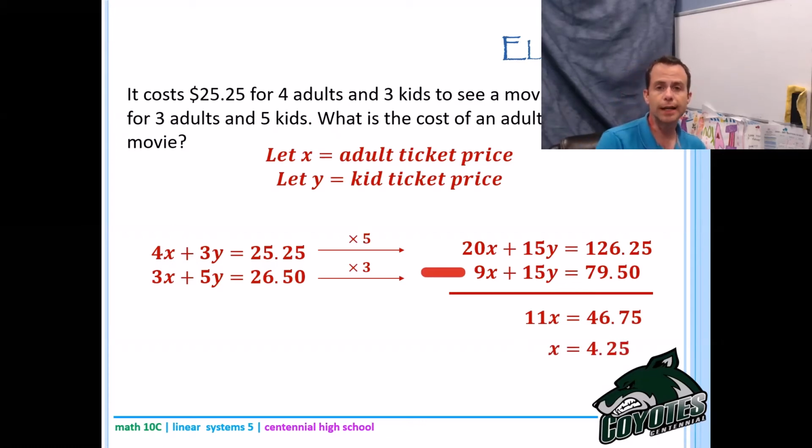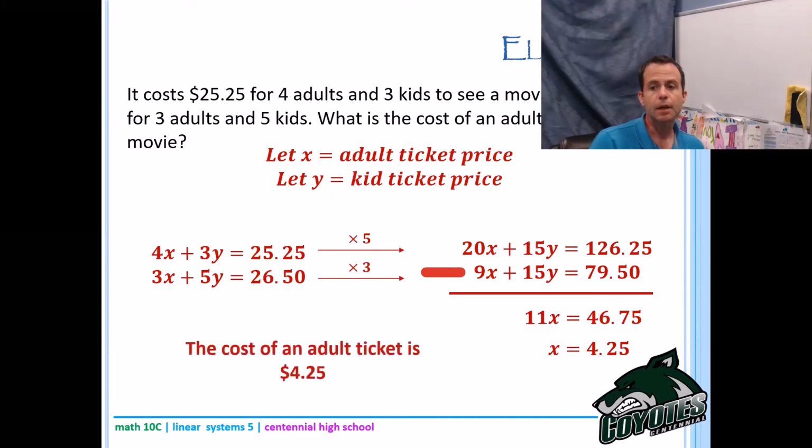Now that I know that x is 4.25, I'm going to plug that into one of my original equations, substitute x with 4.25, and solve for y. Now, I didn't do that here because I had actually got to a point where I answered the question, right? And that's a good conversation to have.